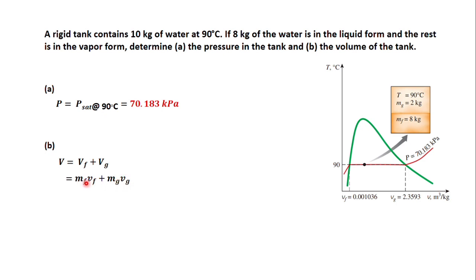We already know the values of our vf and vg, and the values of mf, the mass of saturated liquid, and mg, the mass of saturated vapor. So we will plug in the values. For the mass of saturated liquid, we have 8 kilograms multiplied by the specific volume of the saturated liquid of 0.001036 cubic meter per kilogram, plus the mass of saturated vapor of 2 kg multiplied by the specific volume of saturated vapor of 2.3593 cubic meter per kilogram.